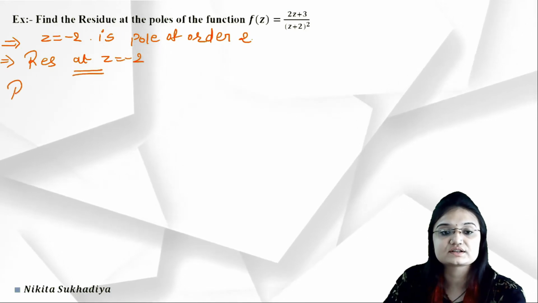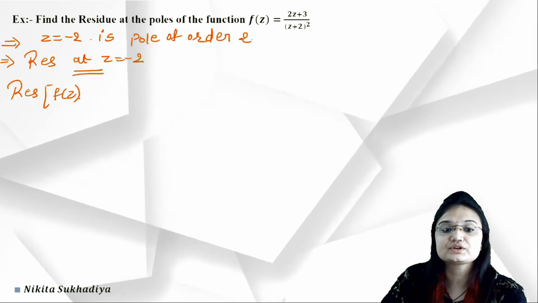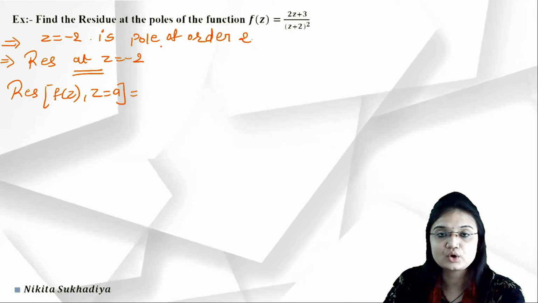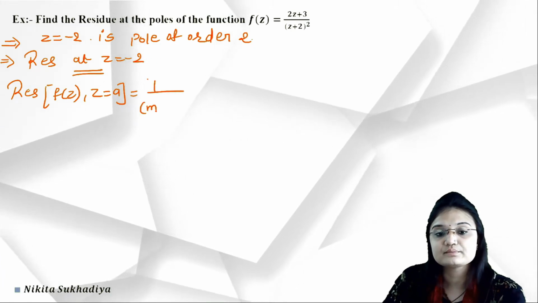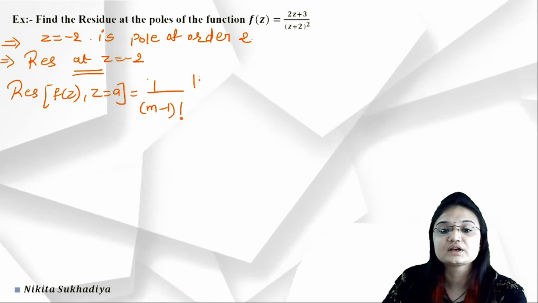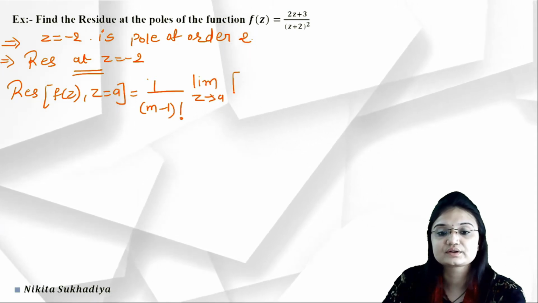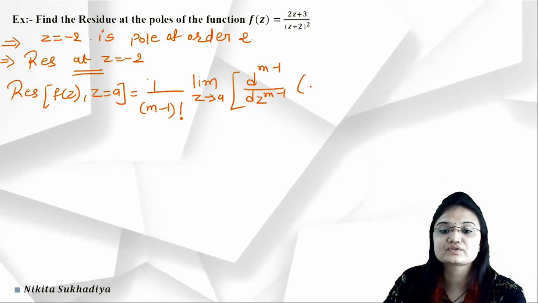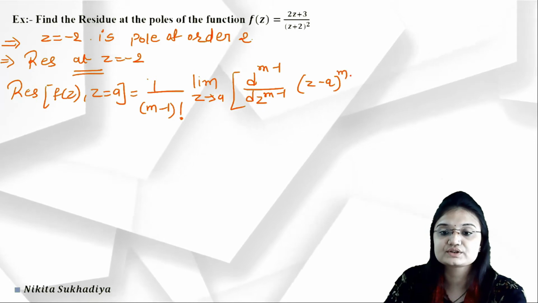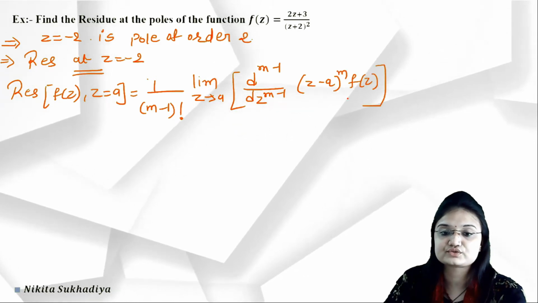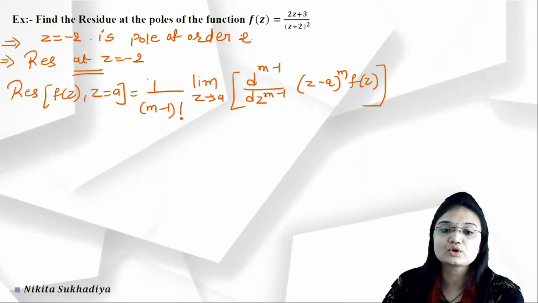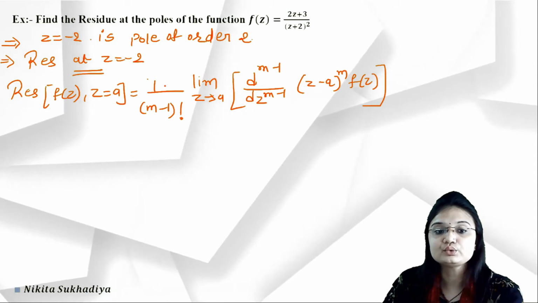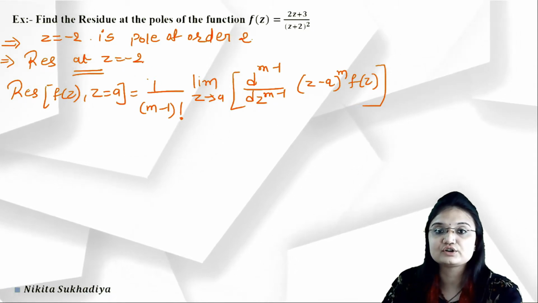So we have the formula for the residue of the function f of z at z is equal to a for a pole of mth order, that is 1 upon m minus 1 factorial, limit z tends to a, d raised to m minus 1 upon dz raised to m minus 1 of z minus a whole raised to m into the function f of z. Here m is nothing but the order, and the order of this pole is 2, so put m is equal to 2 and a is equal to minus 2.